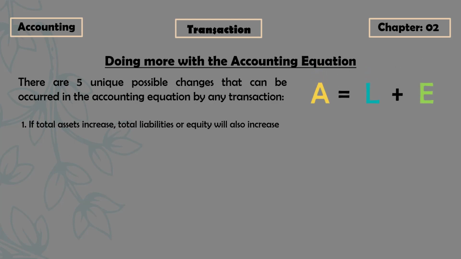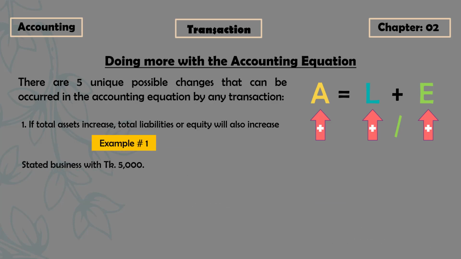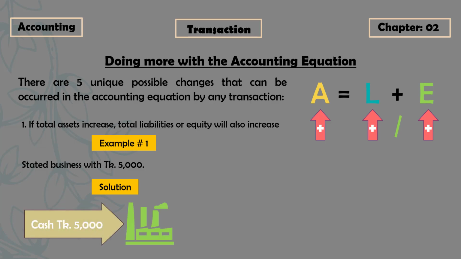Number 1: if total assets increase, total liabilities or equity will also increase. That means if A increases, then either L or E will also increase. We will make this clear with an example. Example 1: started business with taka 5,000. That means taka 5,000 cash flows into the business.